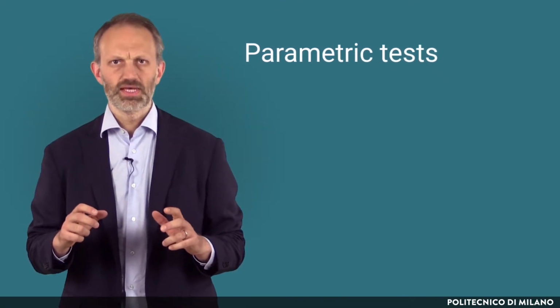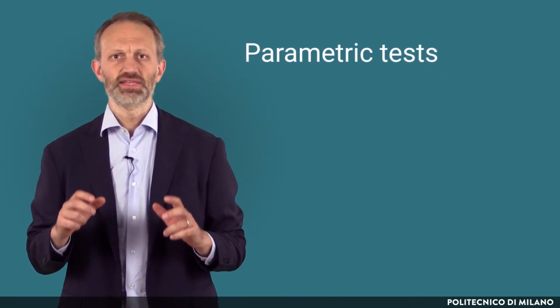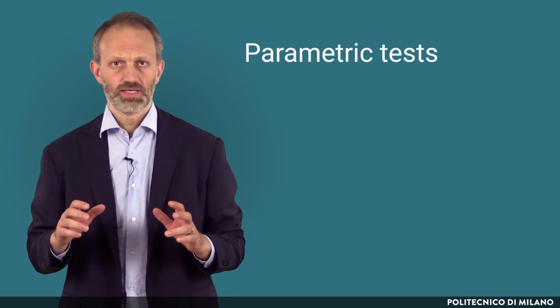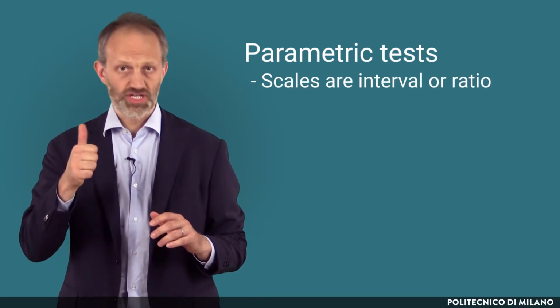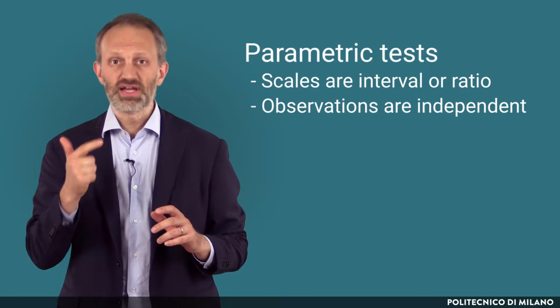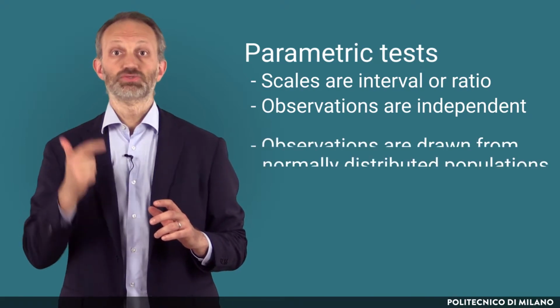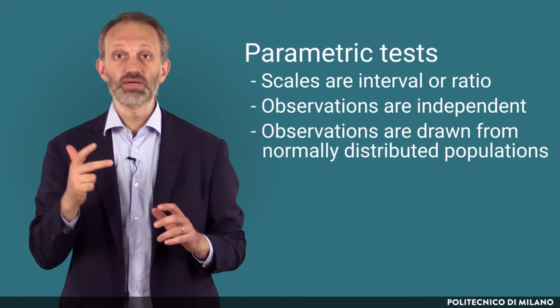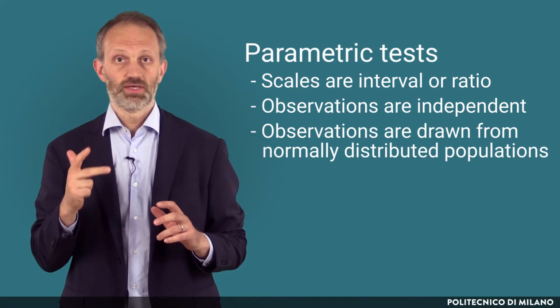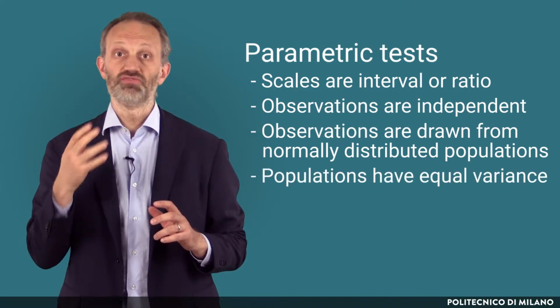Parametric tests can be used when data meet a number of requirements. Scales are interval or ratio. Observations are independent. Observations are drawn from normally distributed populations. Populations have equal variance.